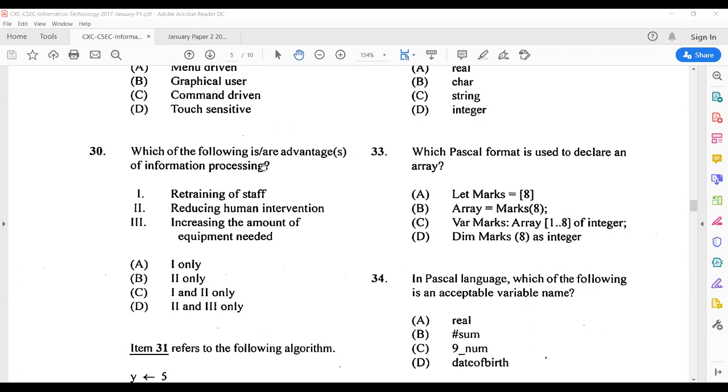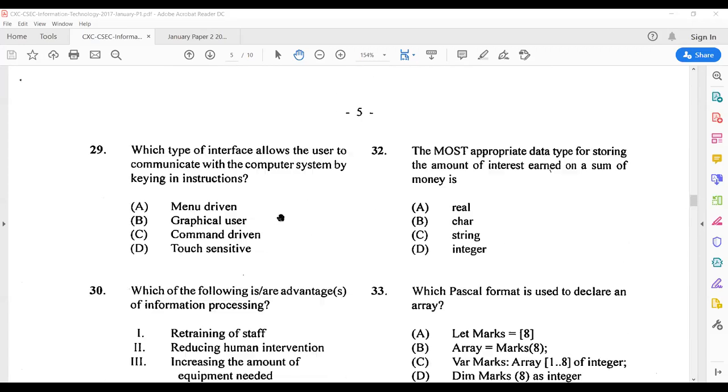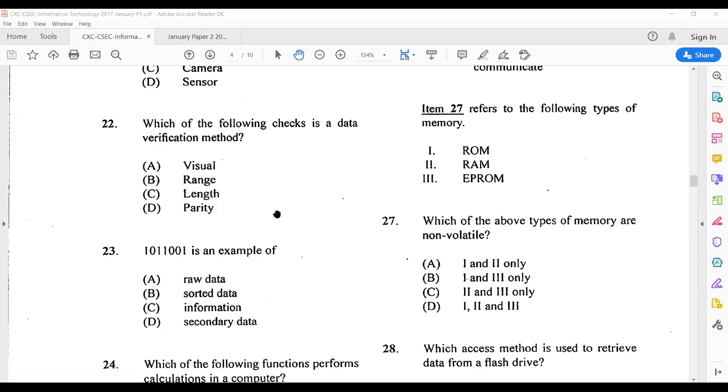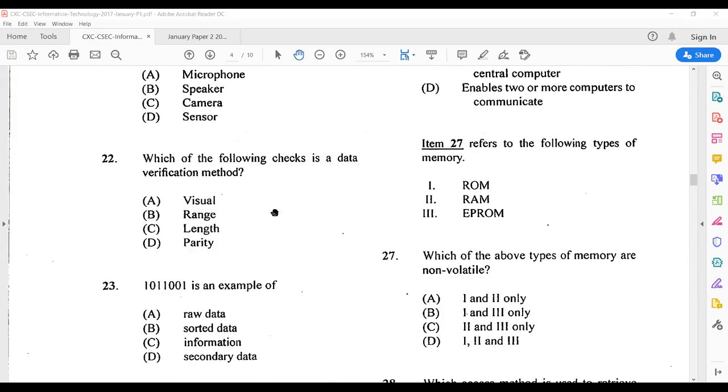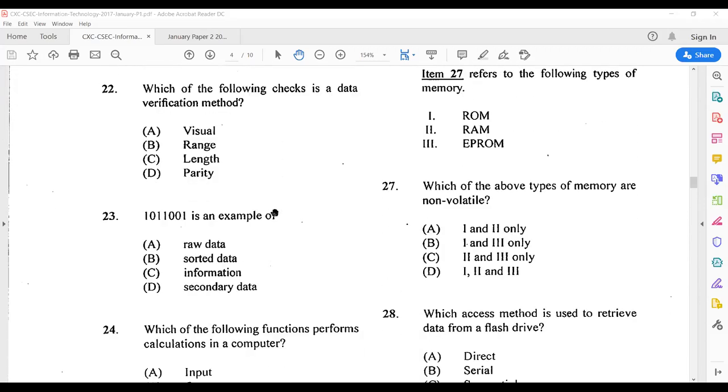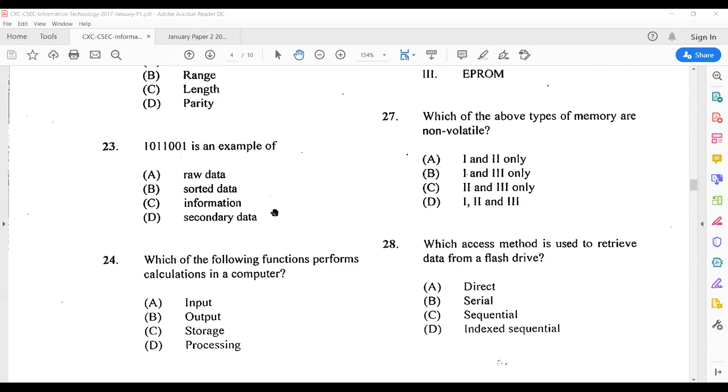Excuse me, can you just repeat the answer for 26 and 27, please? Sure thing. For 26, the answer is D. 27, the answer is B. You got 28, Salim?